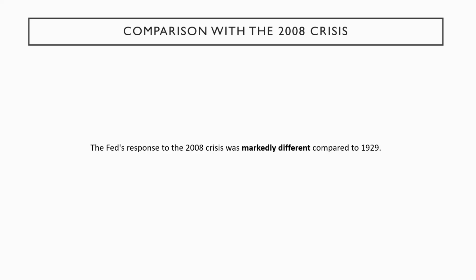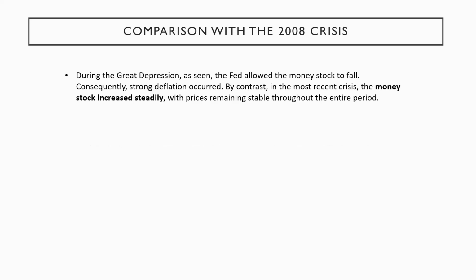The economic literature offers various reflections on the similarities and differences between the Great Depression and the 2008 crisis. The comparison between the methods of central bank intervention deserves particular attention. The Fed's response to the 2008 crisis was markedly different compared to that of the last century. Previous experience has certainly provided relevant indications regarding the mistakes not to be repeated. During the Great Depression, as seen, the Fed allowed the money stock to fall. Consequently, strong deflation occurred. By contrast, in the most recent crisis, the money stock increased steadily, with prices remaining stable through the entire period.